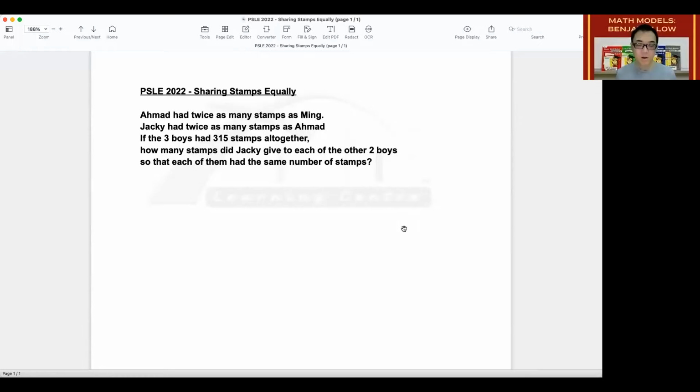Let's begin. We should always start with keywords. It says that Ahmad is twice of Ming. Jackie is twice of Ahmad. The three boys had 315 altogether. And what is the question? The question is, how many stamps must Jackie give to each of the other two boys so that each of them would have the same?